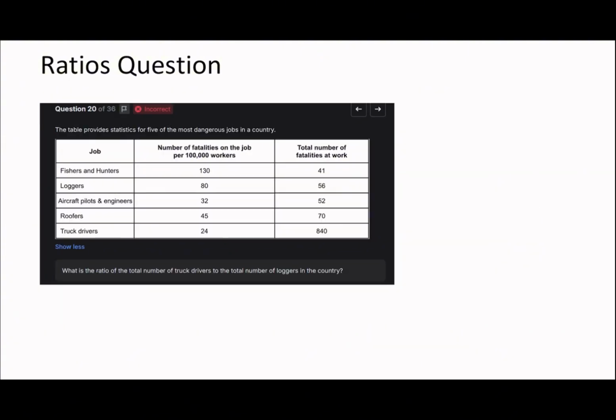I apologize for not getting this question out a little bit earlier. I know it's been sitting in my question bank for quite some time now. But what is the ratio of the total number of truck drivers to the total number of loggers in the country?